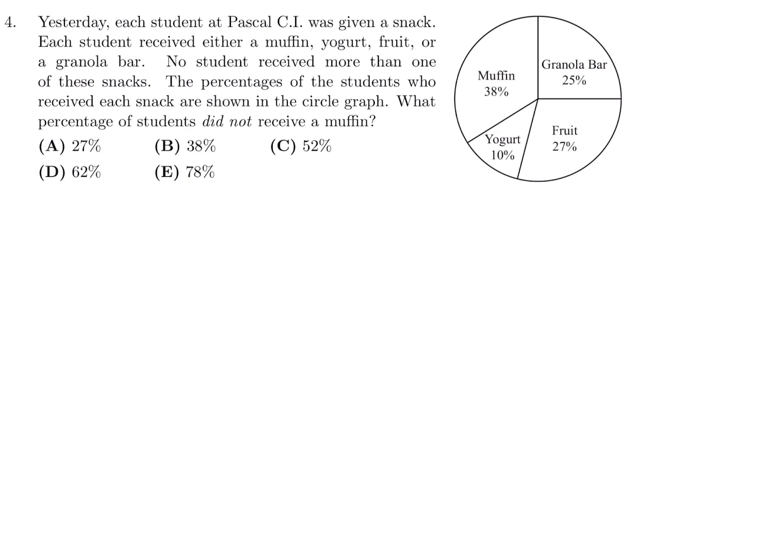Well, the ones that did not receive a muffin would just be 100% minus the ones who did receive a muffin, which is 38, and that's 62. Another way to do it is just to add up the ones that didn't receive a muffin, which would be 25 plus 27 plus 10, and that also equals 62. So either way, you get 62%. Number 4, the answer is D.